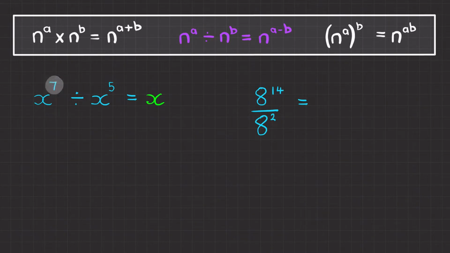So we've got 7 and 5. Well, our law of indices says you've got this power and this power. You do the first power, take away the second power. So 7 take away 5 equals 2. So our answer is x squared.